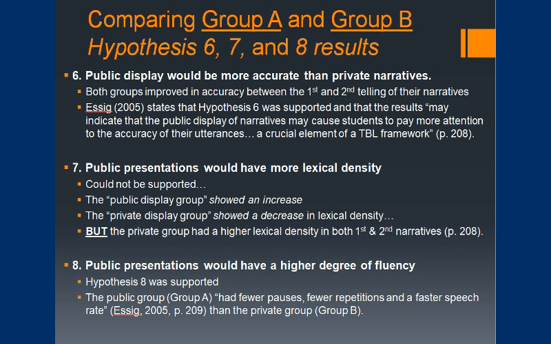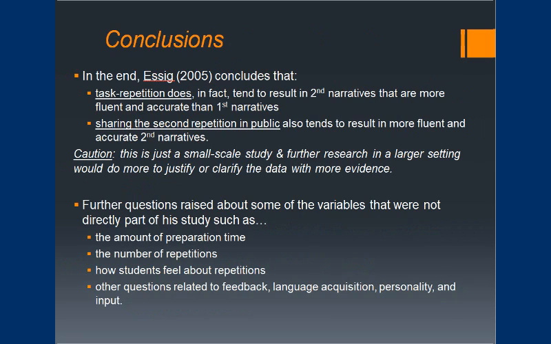And then finally, for hypothesis A, which said that public presentations would have a higher degree of fluency, this was supported. The public group had fewer pauses, fewer repetitions, and a faster speech rate than the private group. So in the end, Essig concludes that task repetition, in fact, does tend to result in second narratives that are more fluent and accurate than the first narratives.